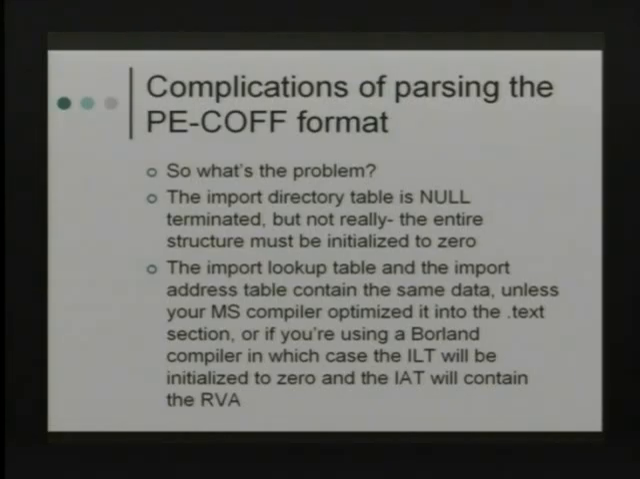Anyways, getting back to the problem, as I said, it's not necessarily null terminated like the specification says, so I have to test to make sure the entire structure is empty. Then also, even though the specification says the IAT and the ILT are supposed to be the same thing, they're not necessarily the same. Under Microsoft compilers, it'll optimize it and stick a lot of this data in the text segment. And then Borland will take the ILT and initialize it to 0, and the IAT will contain the RVA. So we have to check both and deal with these circumstances. Otherwise, we end up with incorrect data.